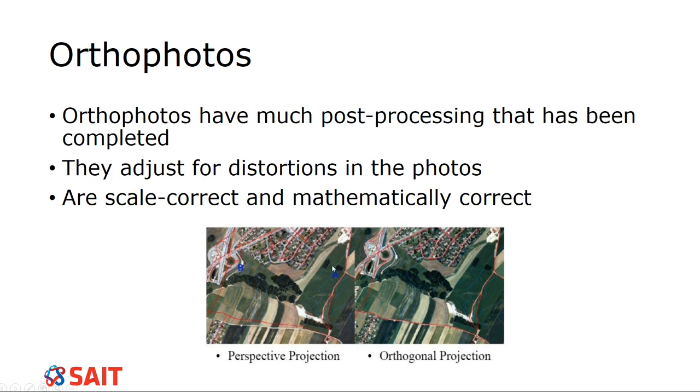Here you see the actual observed, and then a raw aerial photo based on a perspective projection versus an orthogonal projection, which we've adjusted for all those scale issues. And you see how the lines actually match up now.